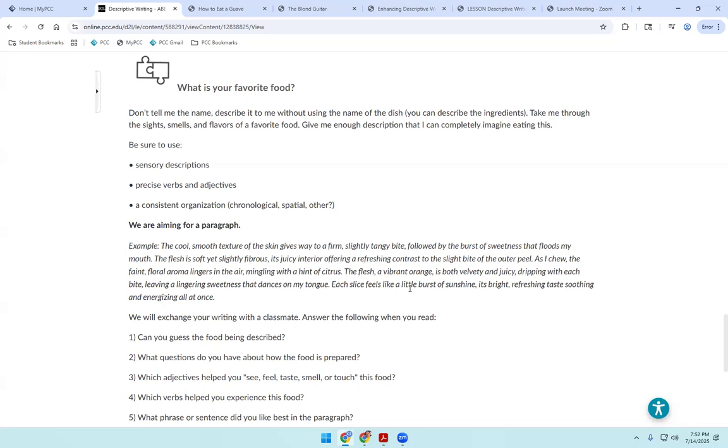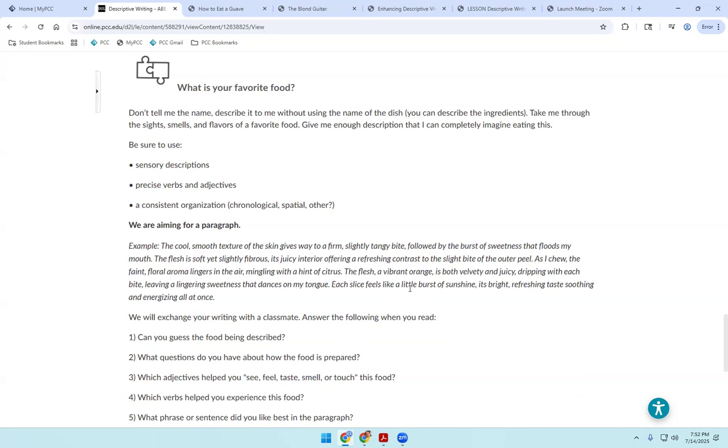And take us through the sights, smells, flavor of this food, and give enough description so that we can imagine eating it. Think about how you're going to organize it. Sometimes it's from the top to the bottom, or maybe first I'm going to smell it, then I'm going to taste it, then I'm going to get the touch of what it's like. Is it a soup? Is it slippery? Is it something that is crunchy?